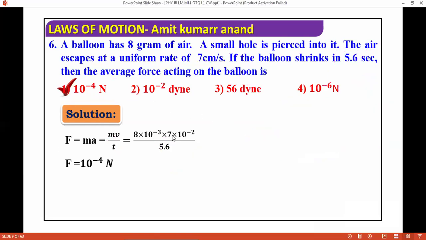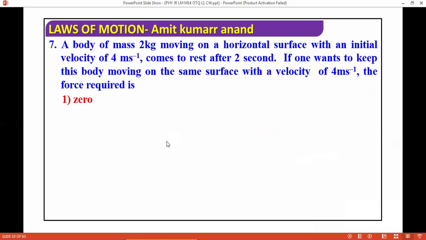Next question: a body of mass m is moving on a smooth surface with a velocity and comes to rest after 2 seconds. If one wants to keep this body moving on the same surface with a velocity of 4 meters per second, the force required is? In the question, mass is given. You can write the unit over here. Velocity is given, 4 meters per second, and it comes to rest after t, which is given as 2 seconds.